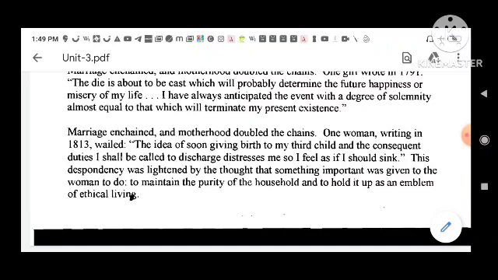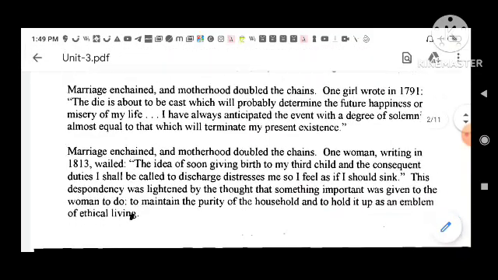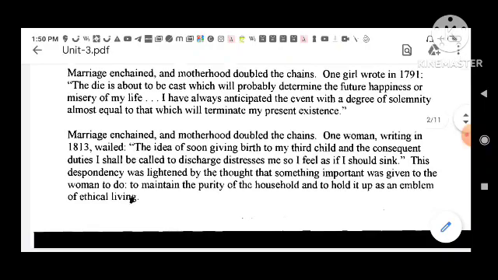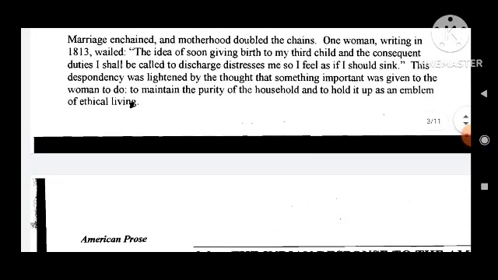So, here in these two paragraphs, we have concluded that one girl wrote in 1791 that marriage enchained and motherhood doubled the chains. So, women at that time only maintained the purity of the household and held it up as an emblem of ethical living. So, they were mainly the happy homemakers.